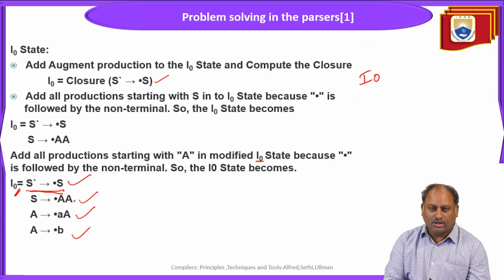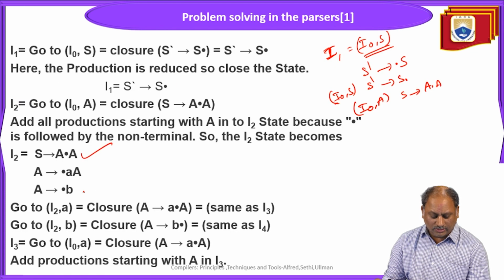Previously, S derives dot AA. Now we applied this augment production, that is reduced to the closed state. What is the closed state here? A dot A. Once again, this is a state. This is the state I1 which we consider. Now this is called I1. Now this is I2, I0 comma A, that is a new state I2.